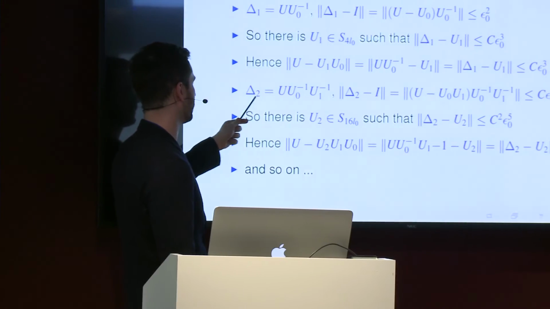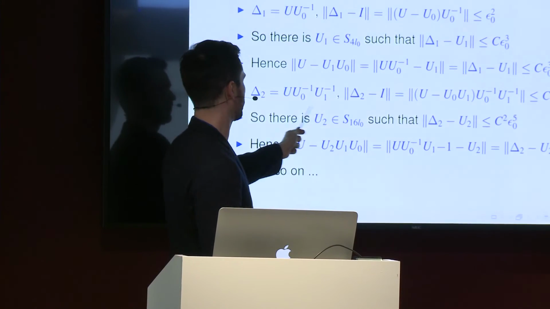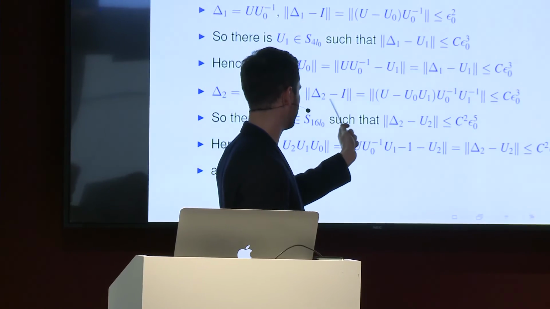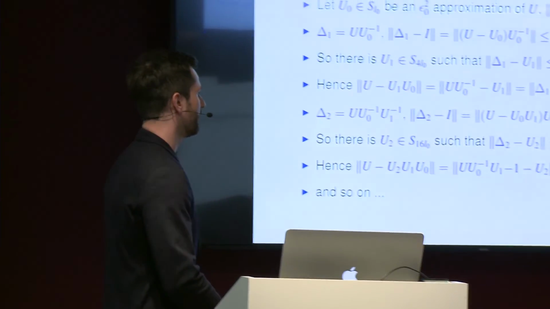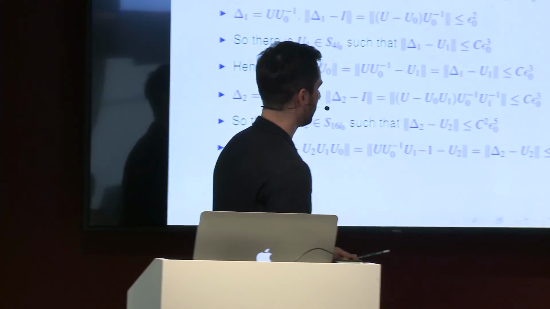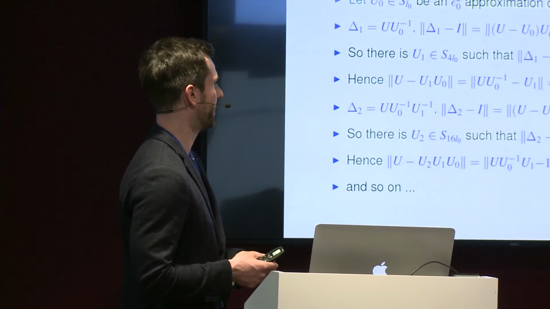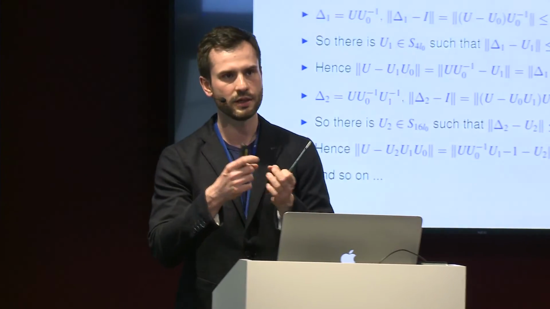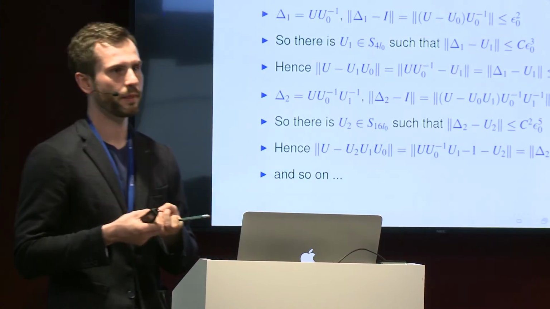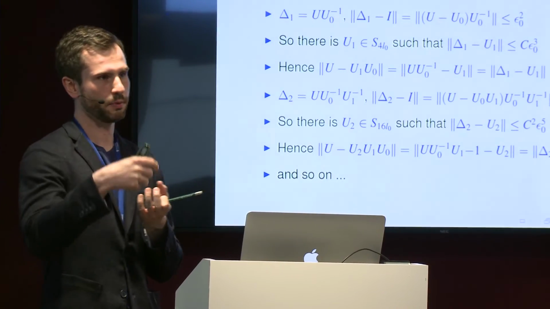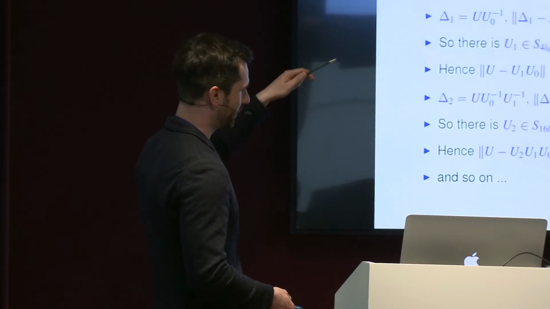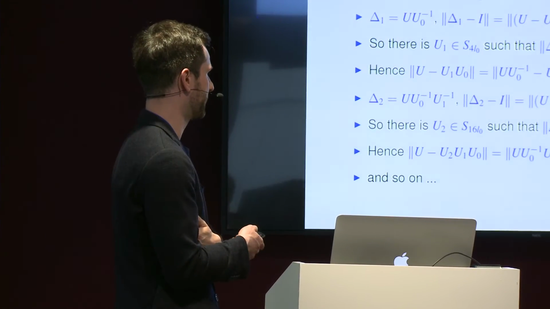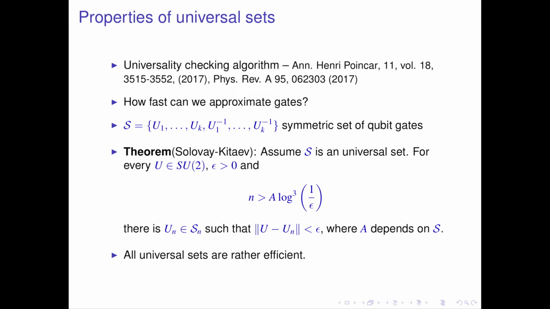By delta 2 I mean the error of this new approximation, of this word. I can calculate the distance of this error from the identity, and so on. Every time I do this procedure, I take bigger and bigger powers of epsilon 0. As you can see, by taking commutators, the exponent of epsilon is going up exponentially. So if you really start counting those things and do the proper mathematics, you should not be surprised that in this formula you have a logarithm.